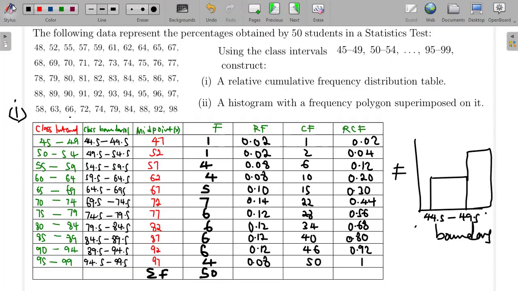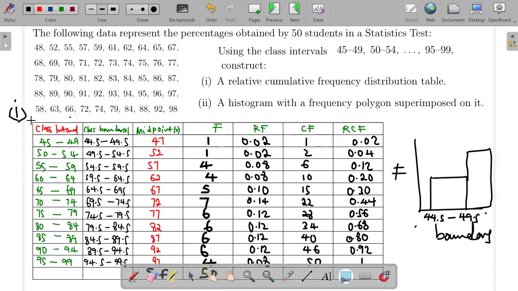So now let's draw this, but not here, on the next page. Let's get the necessary things that we need anyway. So we need the midpoints and the frequency there. This is what we need here.